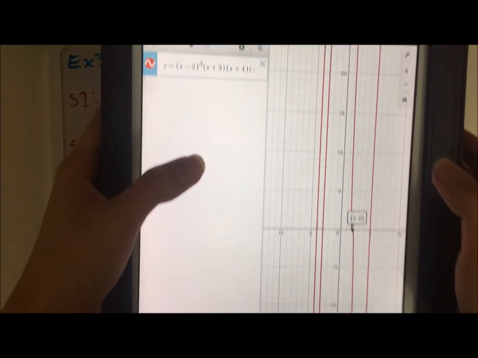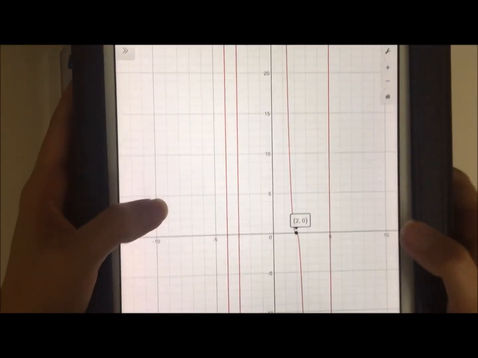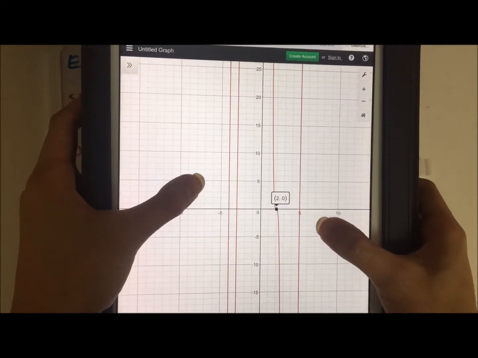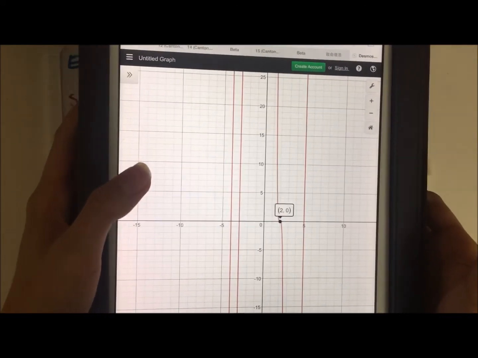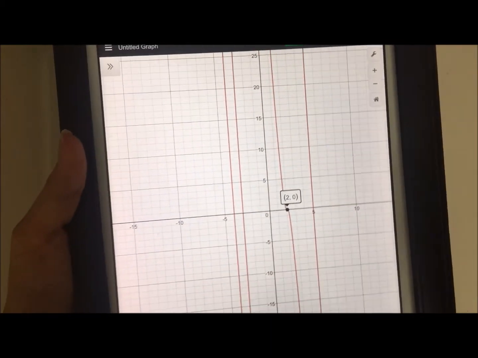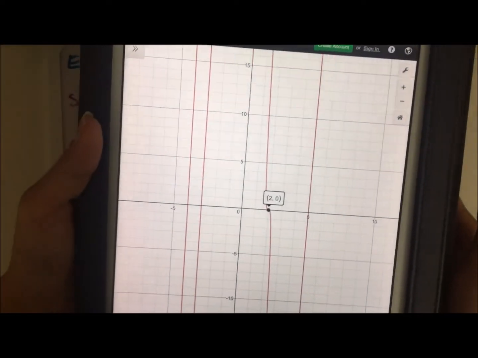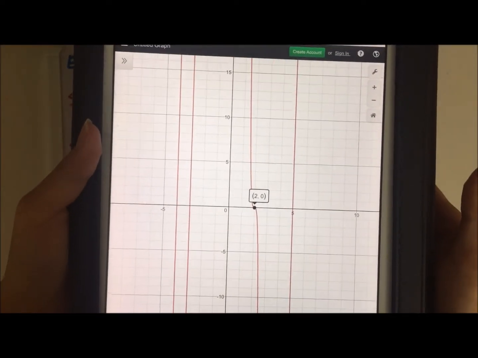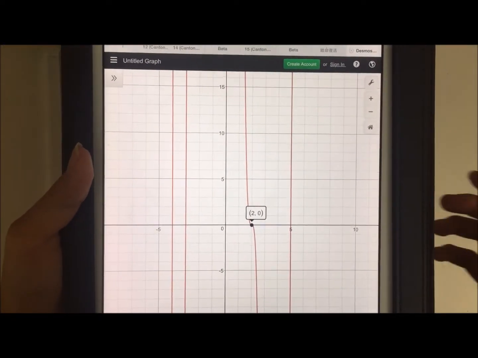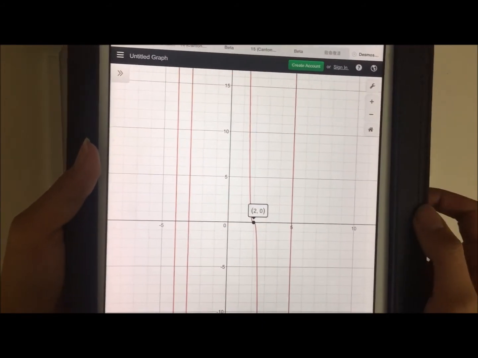As you can see, I have already typed in the equation. So now let's have a better look at the graph. I have chosen a very ugly graph. Unfortunately, you can't really see the local extreme points. However, what you can see is that at the repeated zero, which is 2 in this case, the function does change sign.